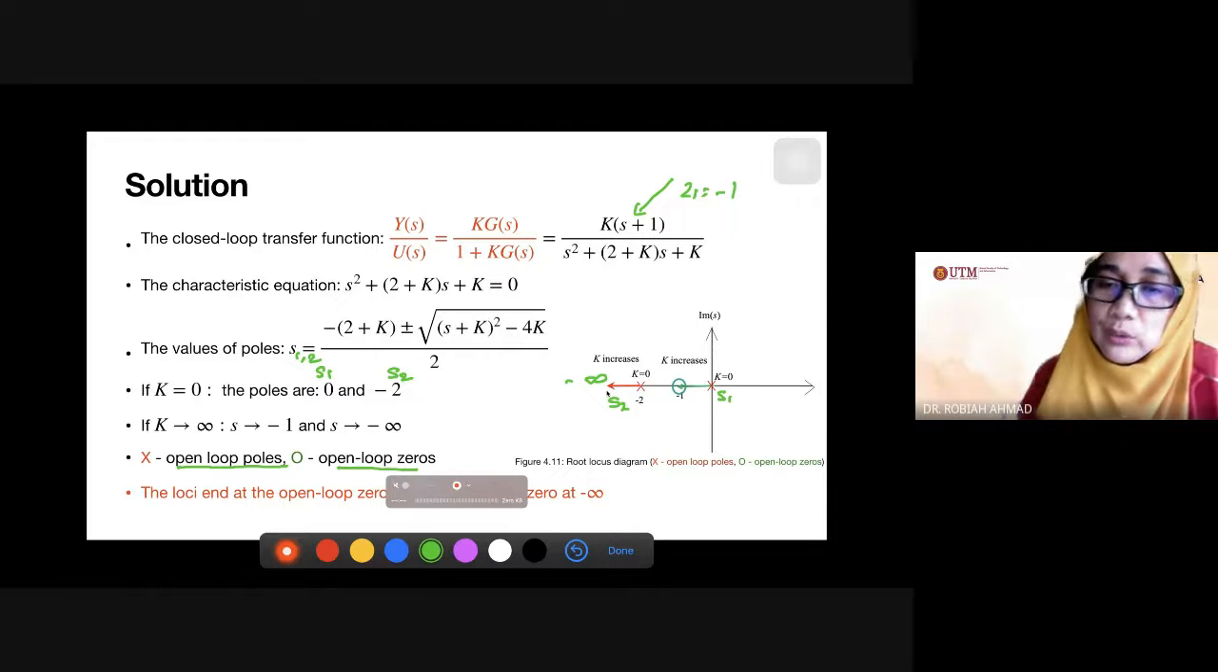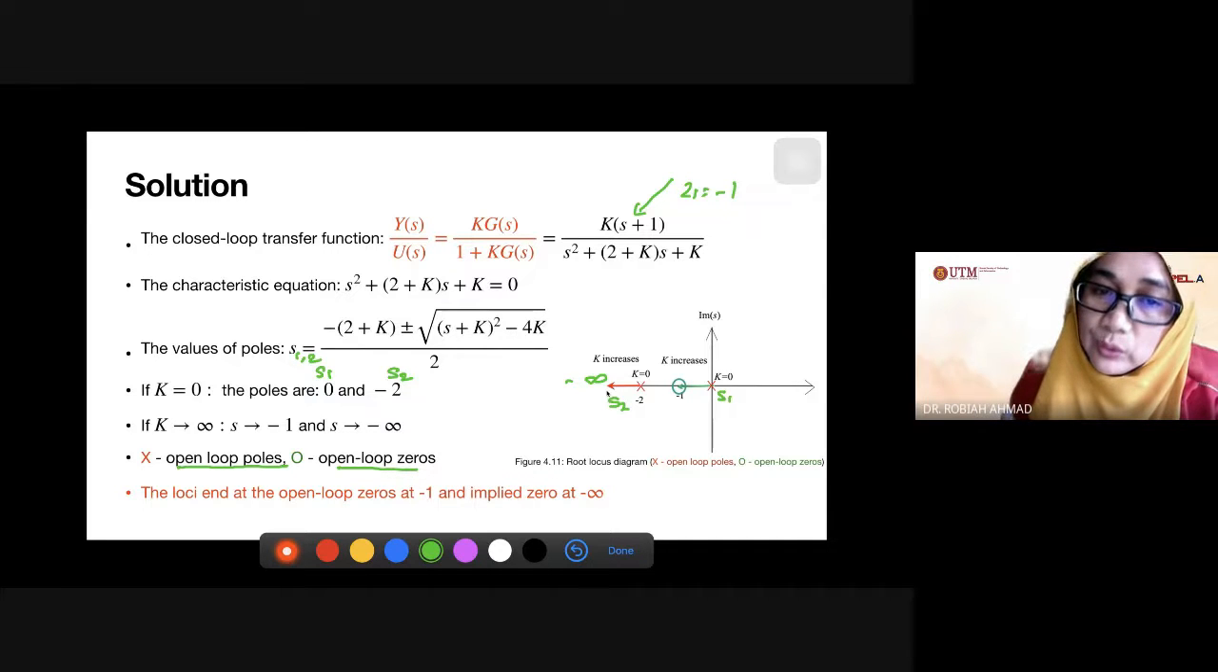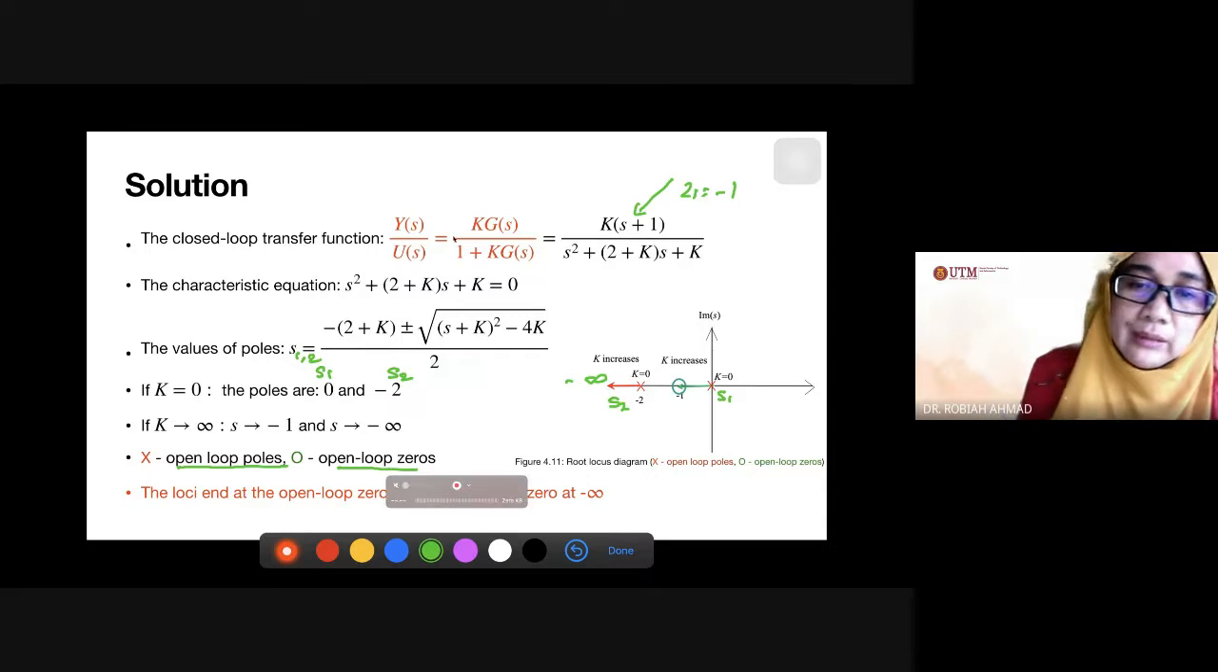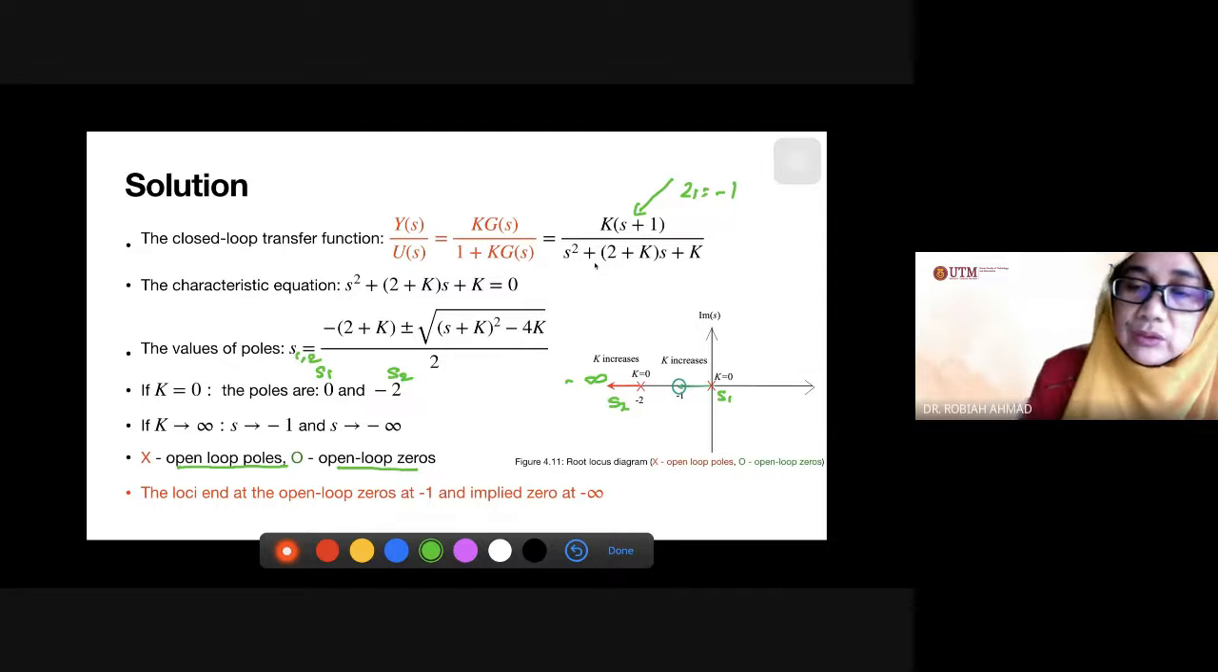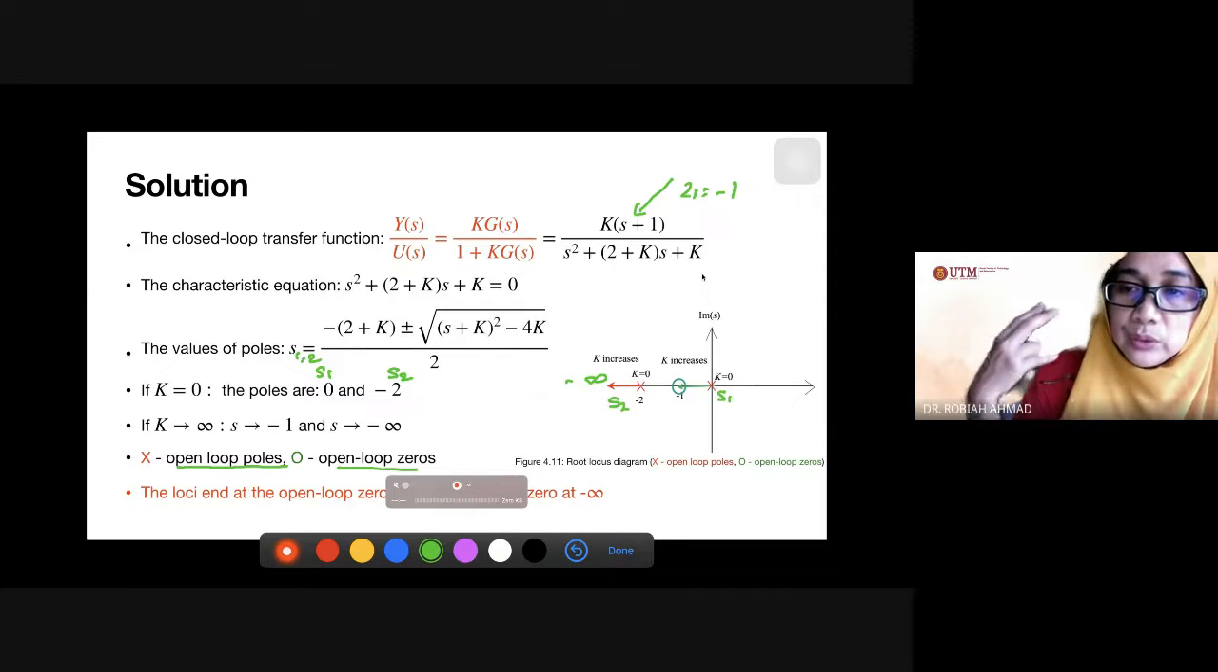How do I know that there are two root locus? Based on the number of poles. So in this case, since it is a second order system, we will have two poles. Therefore our root locus will be 2.